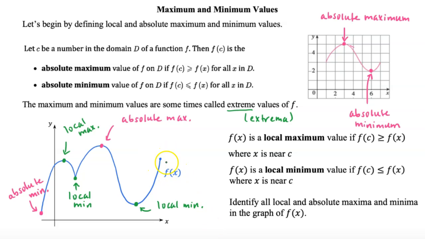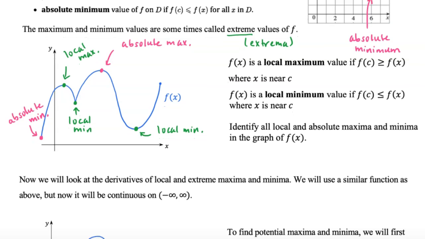Okay, now this endpoint right here, it's not going to be a local max or min because we said endpoints can't be local maxima or minima. It's also not an absolute maximum or minimum value here because this point is slightly higher. This has a larger y value than this point right here. So this endpoint is actually insignificant. All right.